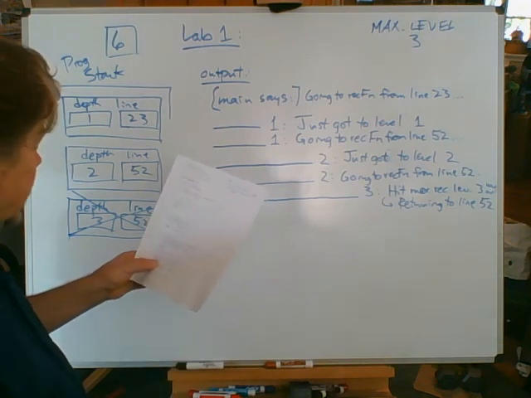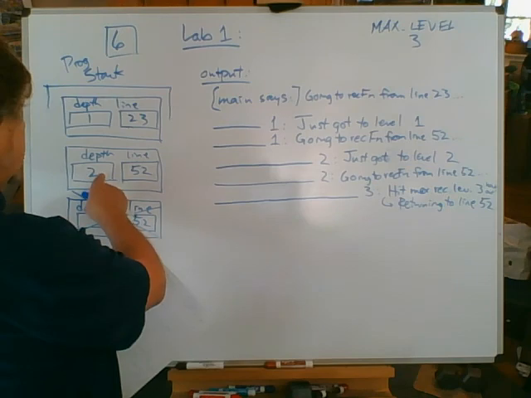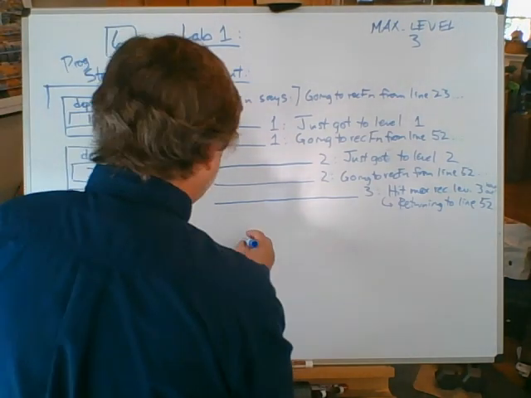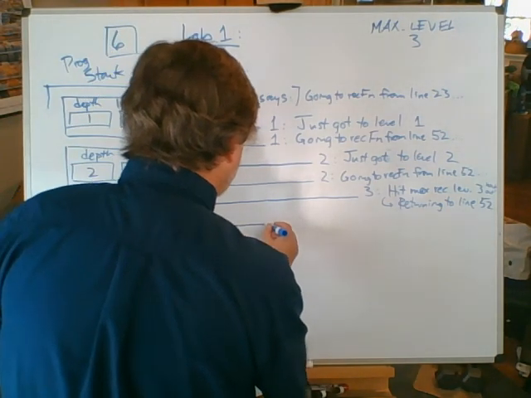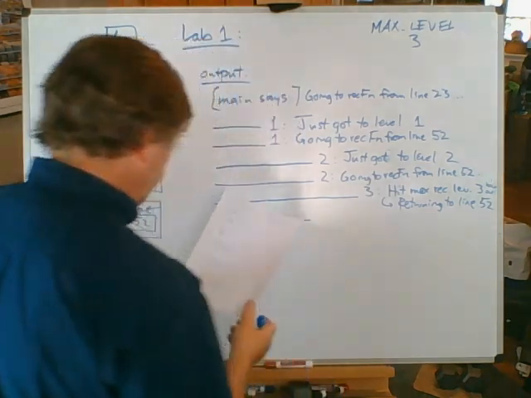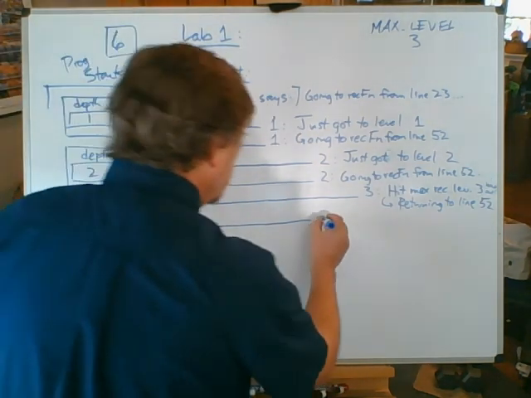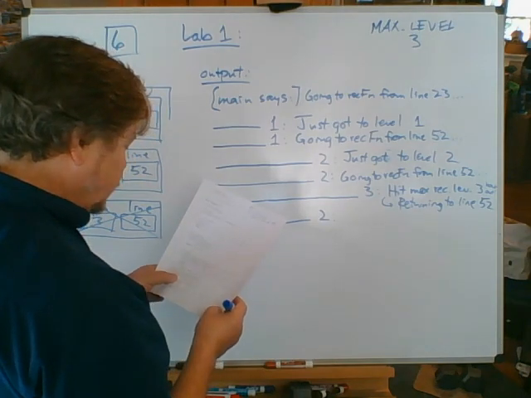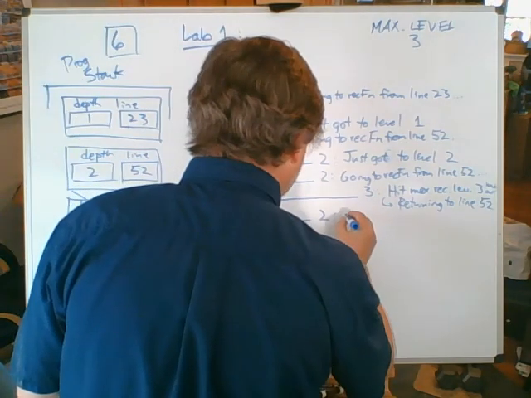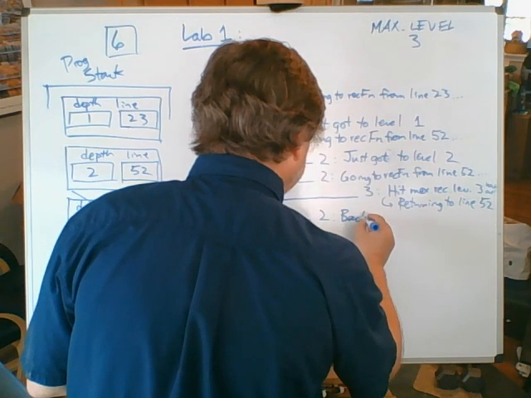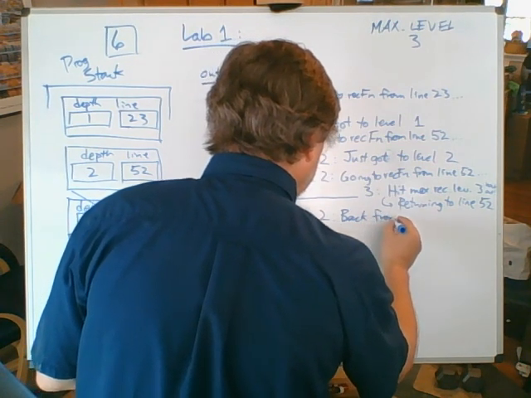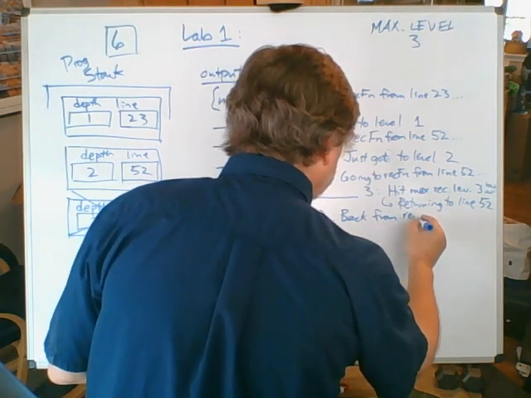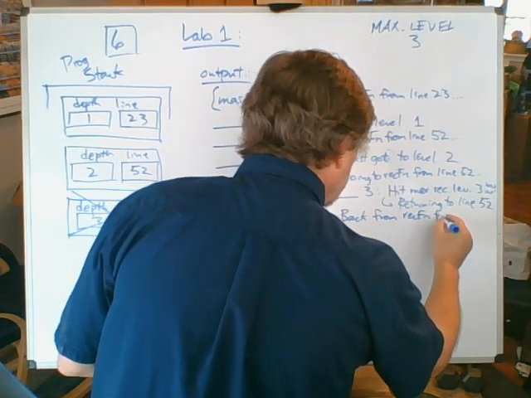Line 53, print out blanks depth-wise. Okay, depth is 2. 2 times 5 blanks is 10. So we're back to a shorter line, thank goodness. And the depth is 2. And it prints out colon, back from rect fun to line 53.